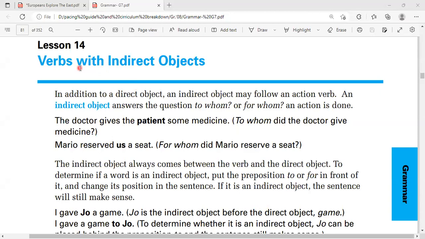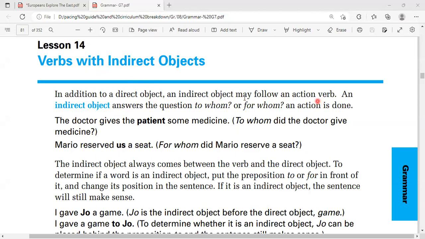So today we have a new grammar lesson. Today we have a lesson talking about verbs with indirect objects. In addition to a direct object, an indirect object may follow an action verb.